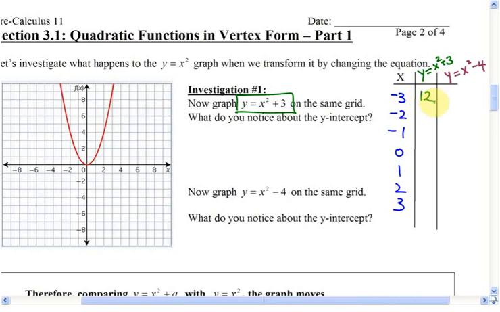-2. -2 squared is +4. 4 plus 3 is 7. Thank you, Melinda. Next one, -1 squared is 1. 1 plus 3 is 4. Okay, and then continue to do the rest, please. And I'd like you to now graph this out. If you've got different colored pens, great, use them. If you don't, that's okay. You just need to label your equations well.